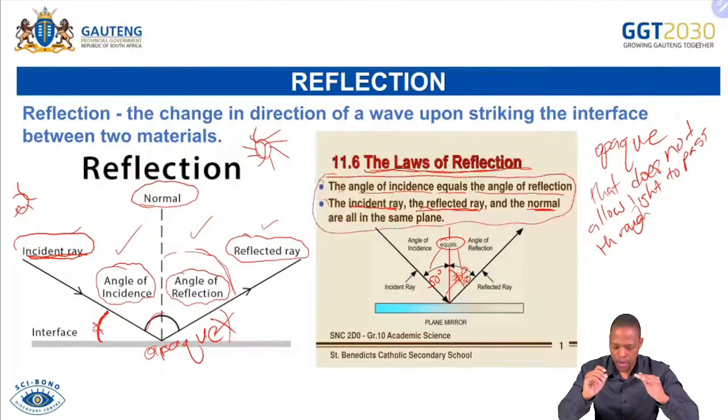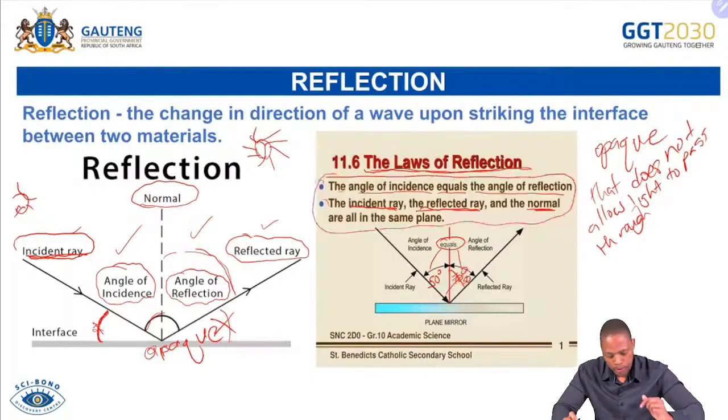You are just making sure you are covering your back, in case there is debate as to which one should be marked and which one should not. Put both of them. You'll be covered that way. So all in all, that's what happens during reflection, and that's the most important thing to understand: in reflection you have the incident ray, the reflected ray, and the normal, and then you have the angle of incidence and the angle of reflection. Also understand the definition of the two things when it comes to reflection.